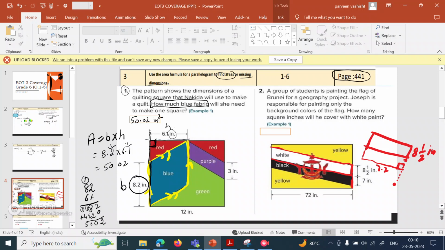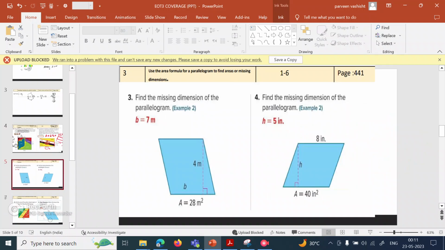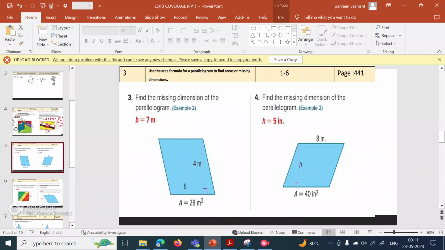So how much is the height? This is given to you, 7.2 inches, sorry. So this will become your height and 8.5 will become your base. Can you find now? Area will be base into height and you will find your answer. Base will be 8 and a half multiplied by 7.2. You can multiply them and find your answer. I hope you can do it.